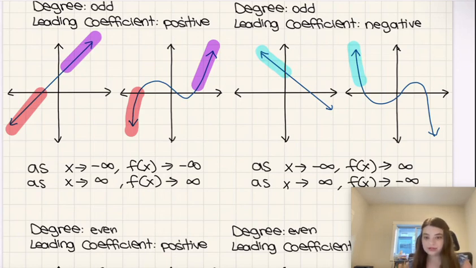And as x approaches infinity, right, so as the line or the other polynomial function goes further and further right, f of x, the y value, approaches negative infinity, going further and further down, right? And we can see this illustrated here and here as well, where these functions, as they go further and further right, also go further and further down.